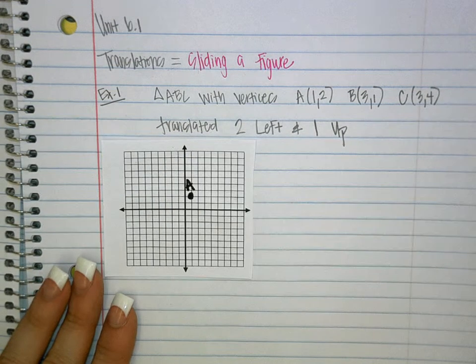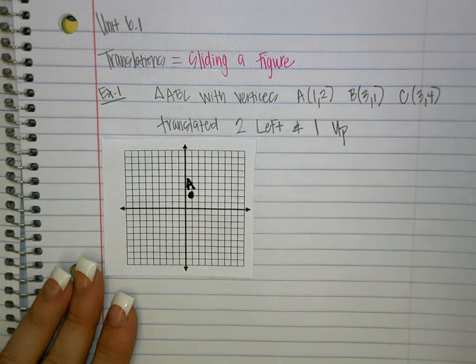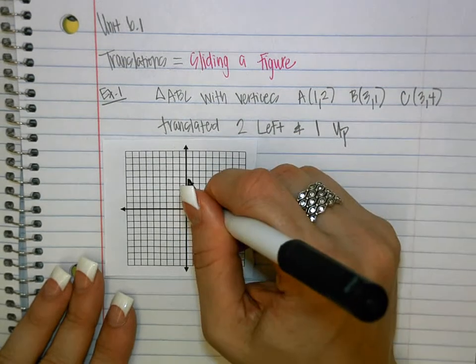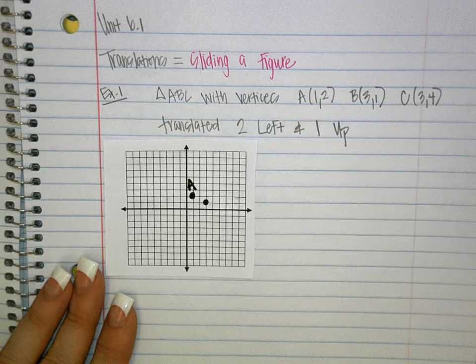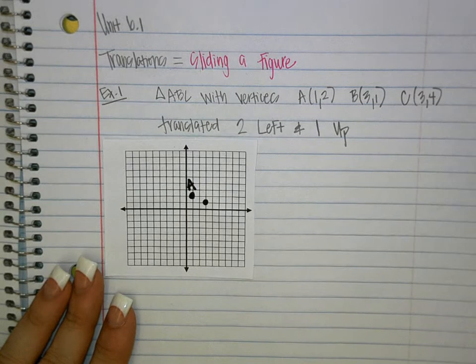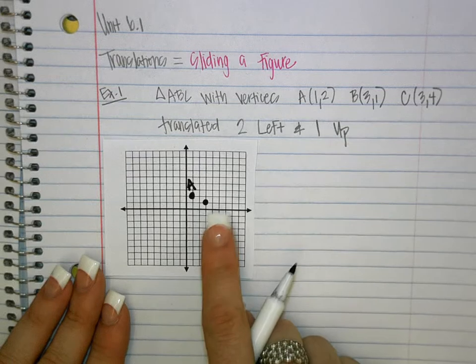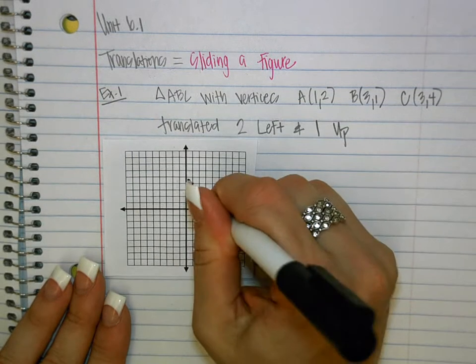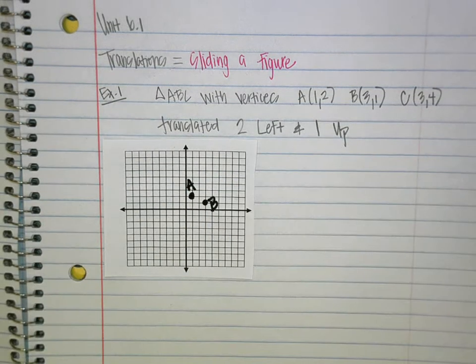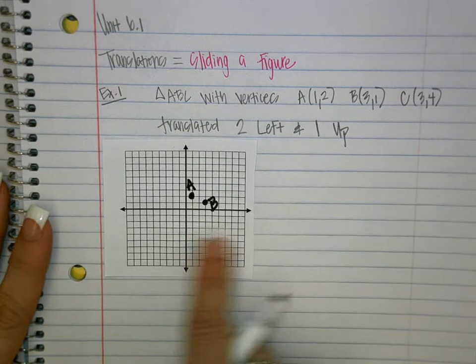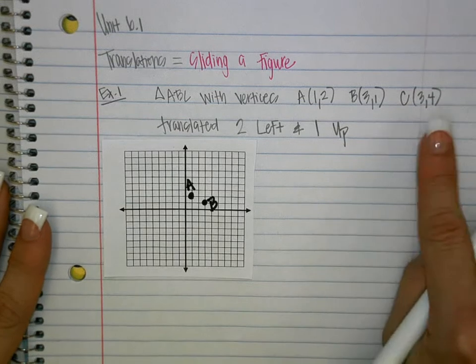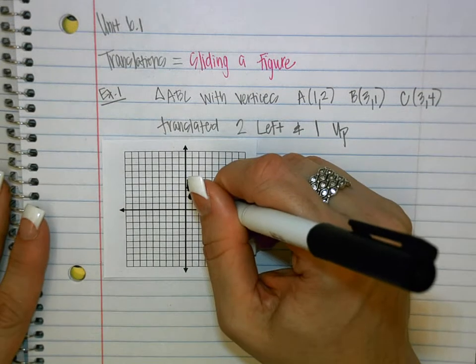Wait, do we need both sides or can we just... You only need one. B is over 3 up 1. Remember, whenever you're graphing or plotting points, we're always moving left or right first, then up and down. Someone told me this morning, I think it was Dr. Morgan, used to tell you guys, it's kind of like you walk into an elevator and then you go up or down. So you're always walking side to side first, then up and down. And then C is over 3, up 4.